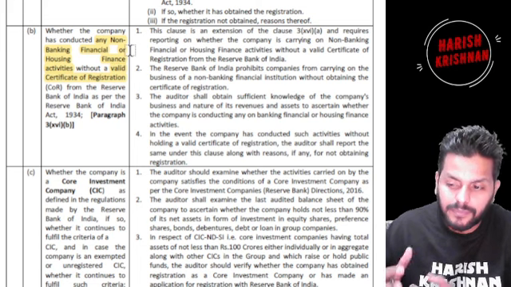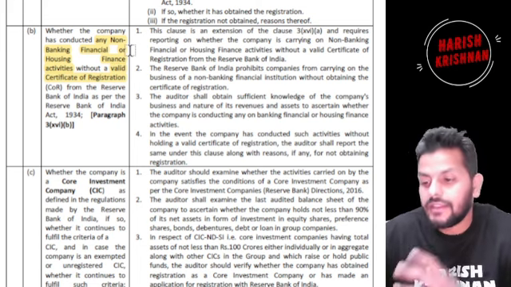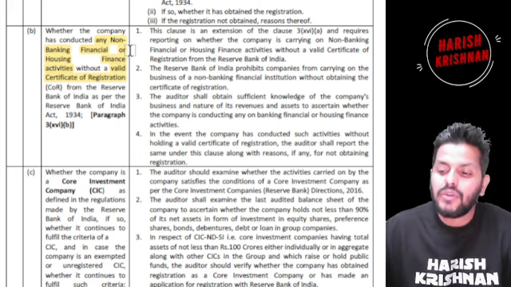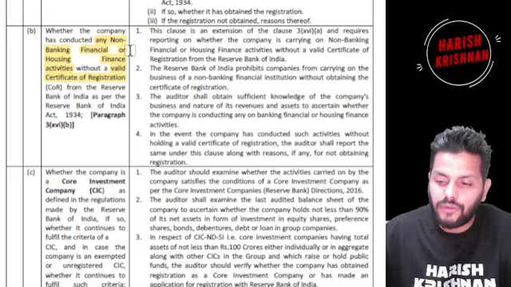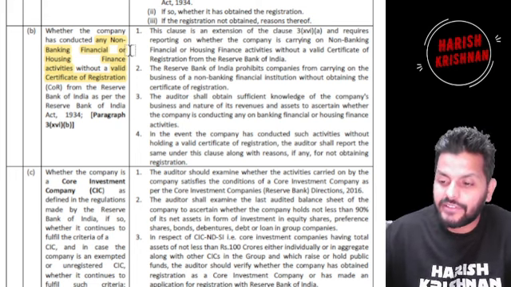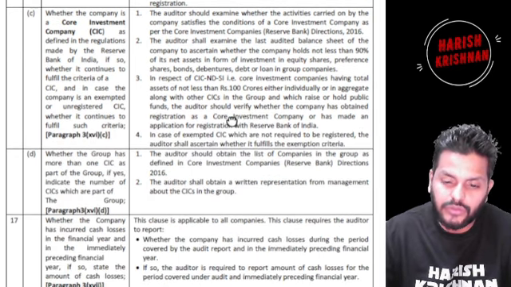Is a point there. If at all you do anything, as an auditor you have to report it, because if you want to do any of those activities, you have to obviously take licensing under 45 IA of the RBI Act, and if you do it without that, then obviously you are guilty, and that has to be reported here. Now the question goes further.